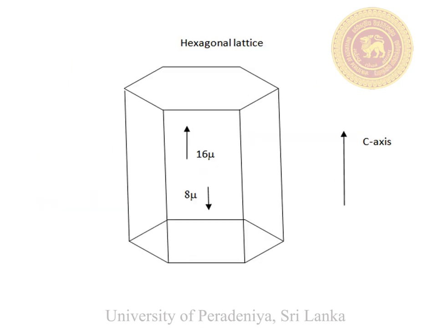Here you can see a picture of a hexagonal lattice. The basal plane of the lattice is a hexagon. Here the z-axis is vertical. 16 magnetic moments are parallel to c-axis, 8 magnetic moments are antiparallel to c-axis.